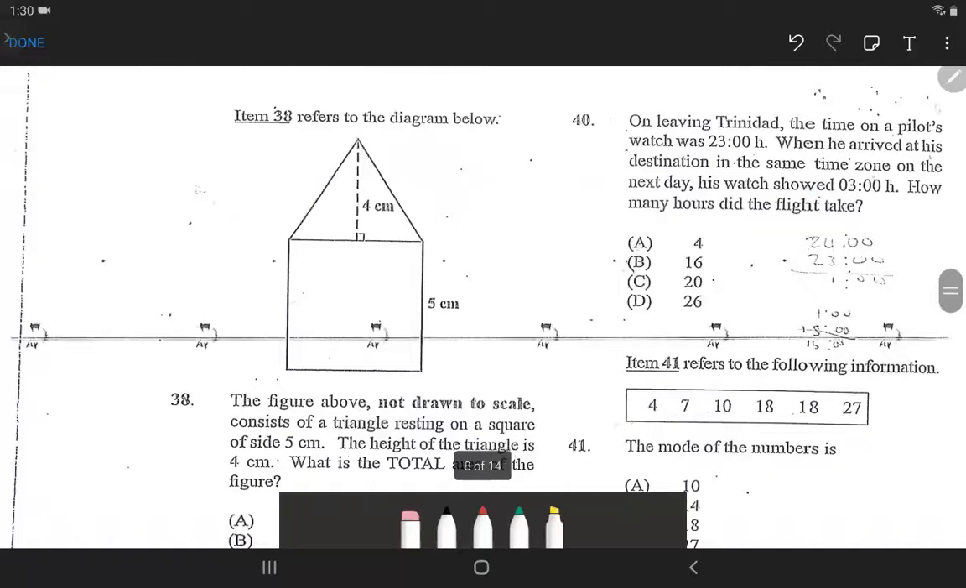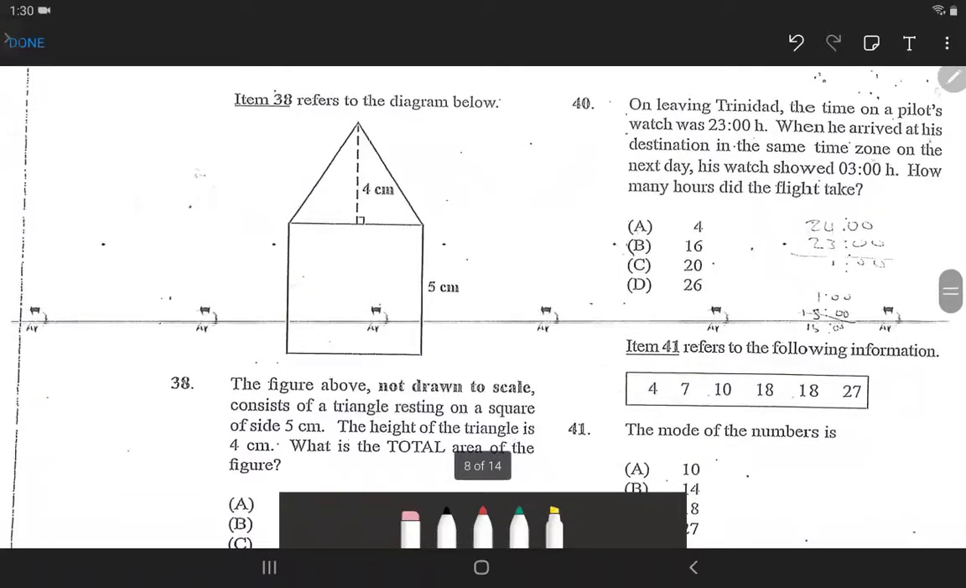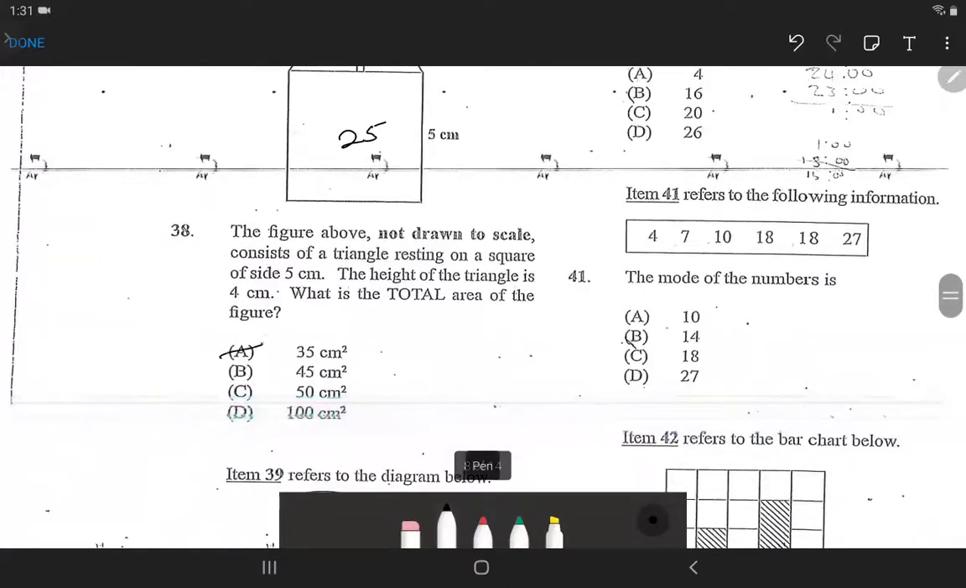Item 38 refers to the following diagram. The figure above, not drawn to scale, consists of a triangle resting on a square of side 5 cm. The height of the triangle is 4. What is the total area of the figure? The total area of the square is 25, that's 5 by 5. This one here is a half base by height. So that will give you 10. So it's 35. That's A.